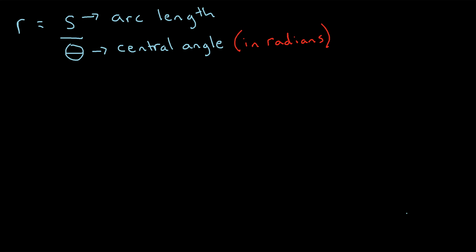In this video, we'll talk about how to find the radius given the arc length and central angle. So we can use the following formula to find the radius. S divided by theta, where S is the arc length and theta is the central angle. So let's work through a couple examples.